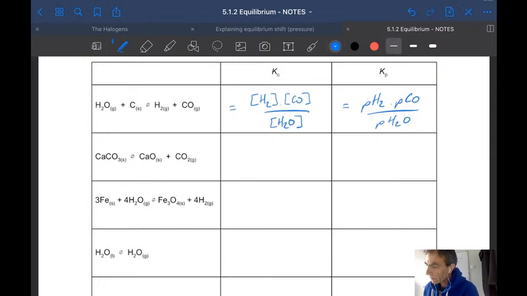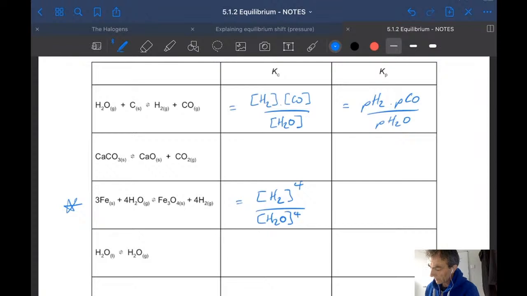Maybe we'll do every other one, shall we? Kc for this one here now. What have we got? In the Kc expression, remember we're leaving out solids and liquids, so the only product that we're going to include is this hydrogen. Oops, I've put squared there, it should be to the power 4, shouldn't it? Because it's balanced with a 4. And that's divided by H2O again to the power 4.